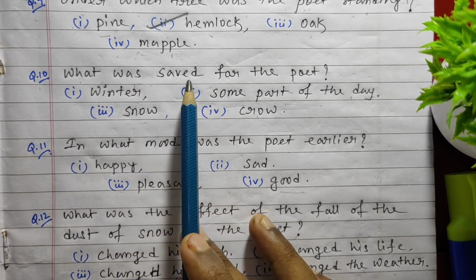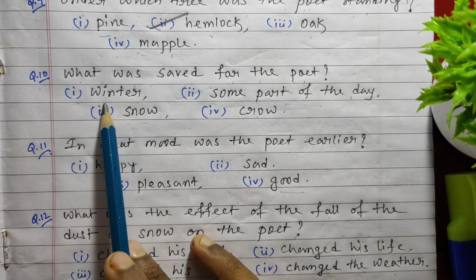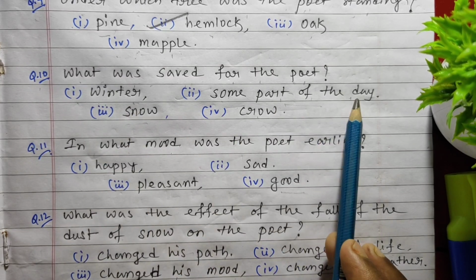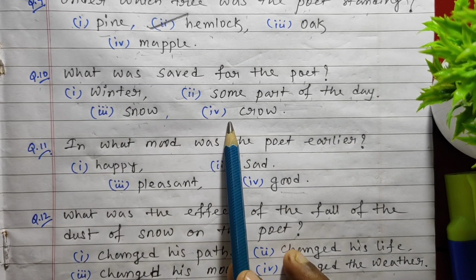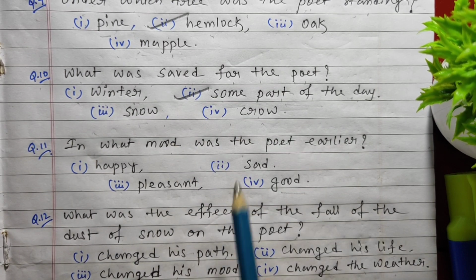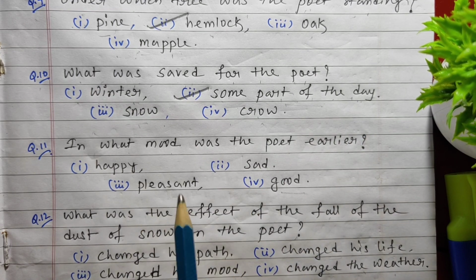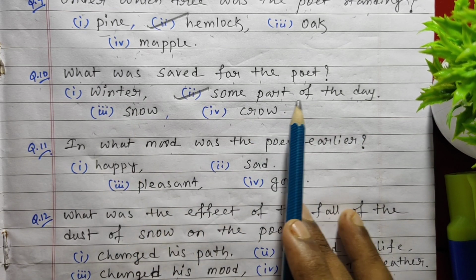What was saved for the poet? Now number 1 is winter, number 2 some part of the day, number 3 snow, and number 4 is crow. And the correct option is number 2, that is some part of the day. In the poem, the poet mentioned that by the incident he saved some part of his day.